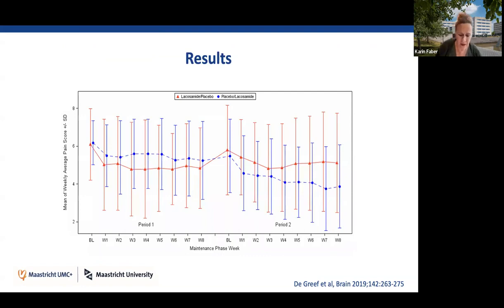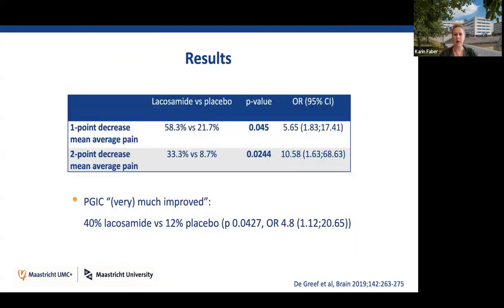As you can see, the mean weekly average pain score was lower during treatment with lacosamide compared to placebo. Lacosamide is the red dots and placebo are the blue dots. And also, we saw that besides the effect on pain, the patient's global impression of change, very much improved or much improved, was higher: 40% in lacosamide versus 12% in placebo.